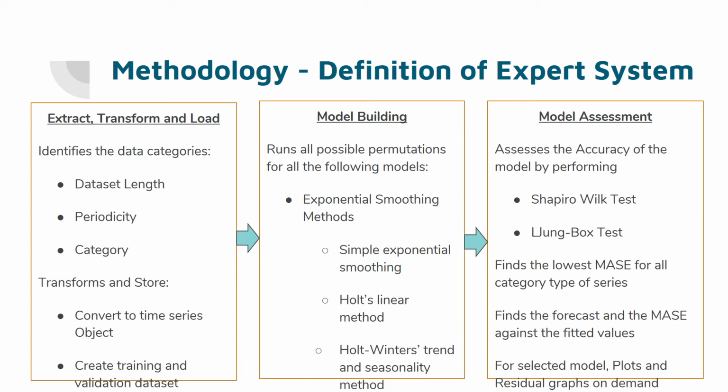We perform these tasks as a three-step process. As a first step, we extract, transform, and load the data into several time series objects. The data has various categories, which we'll discuss in detail in the next slide. So we capture all of these details into various class objects in R. Then we will run all possible permutations of the models using loops to identify the best model. Finally, we pick the model with the best MASE value and then do residual analysis to check for normality using the Shapiro-Wilk test and zero correlation, and we're also using the Box test.